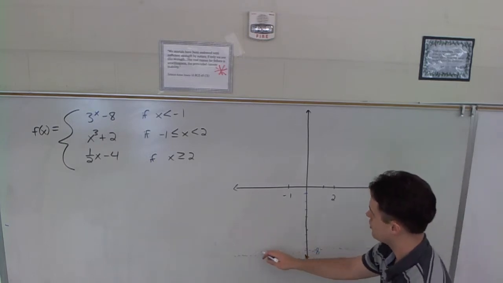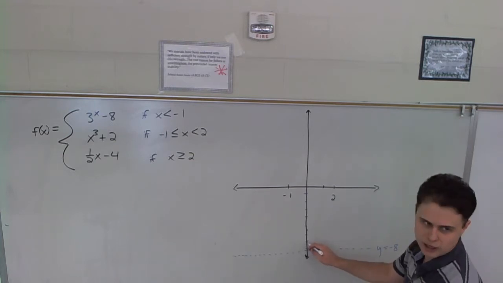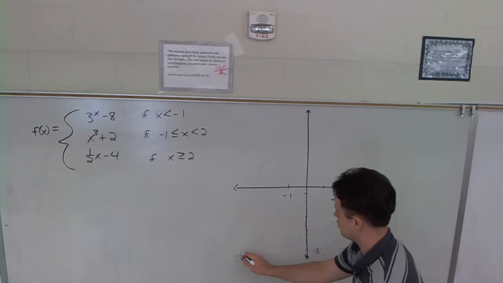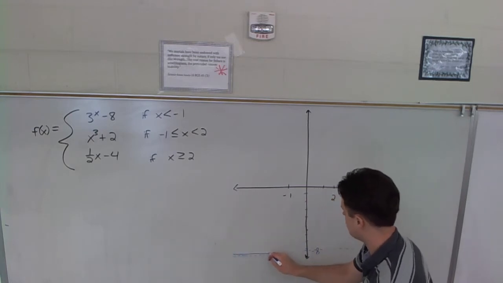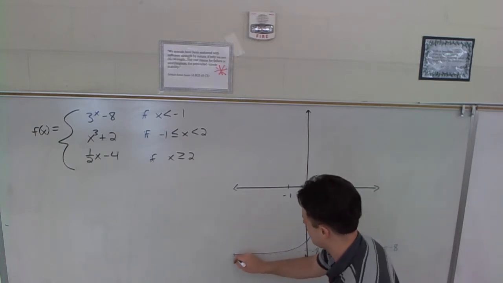And then I'm going to start growing from there. If you guys remember your exponentials, they always intersect 1 higher. So I'm going to draw it. It's going to do something like this. Intersect at -7 and keep going up that way.